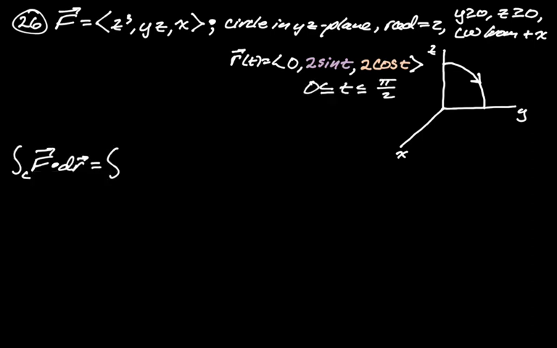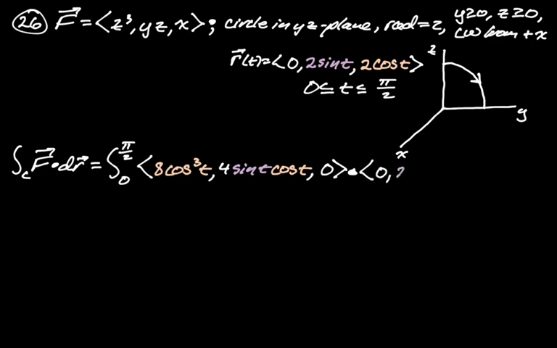So our line integral is going to go from 0 to pi over 2, because it's just a quarter circle, and then f of r of t. Z is 2 cosine, so it's going to be 8 cosine cubed, and then comma, y times z is 4 sine cosine, and then x is just 0, which is good because we're going to dot this with r prime of t. So r prime of t is going to give us 0, comma, 2 cosine, comma, negative 2 sine. Remember, you go back to r for that. What's nice is that each of these vectors has a component that is 0, and they are not the same component.